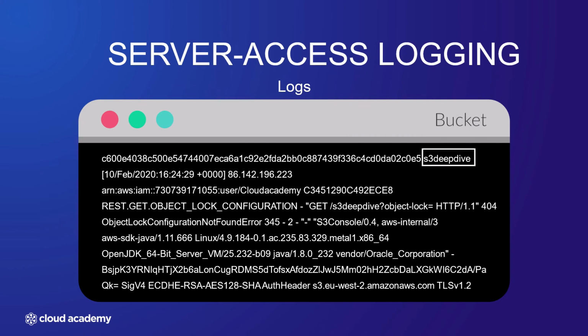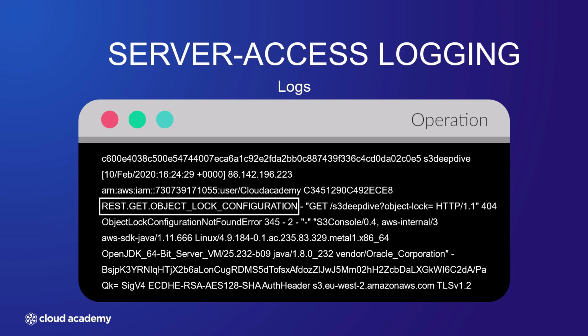Bucket. This shows the name of the bucket related to the request. Time. This is a timestamp of the request in UTC. Remote IP address. This represents the internet address of the identity carrying out the request. The requester. For authenticated users, this field will show the IAM identity. For any unauthenticated users, a hyphen will be displayed instead. Request ID. A random string to identify each request.